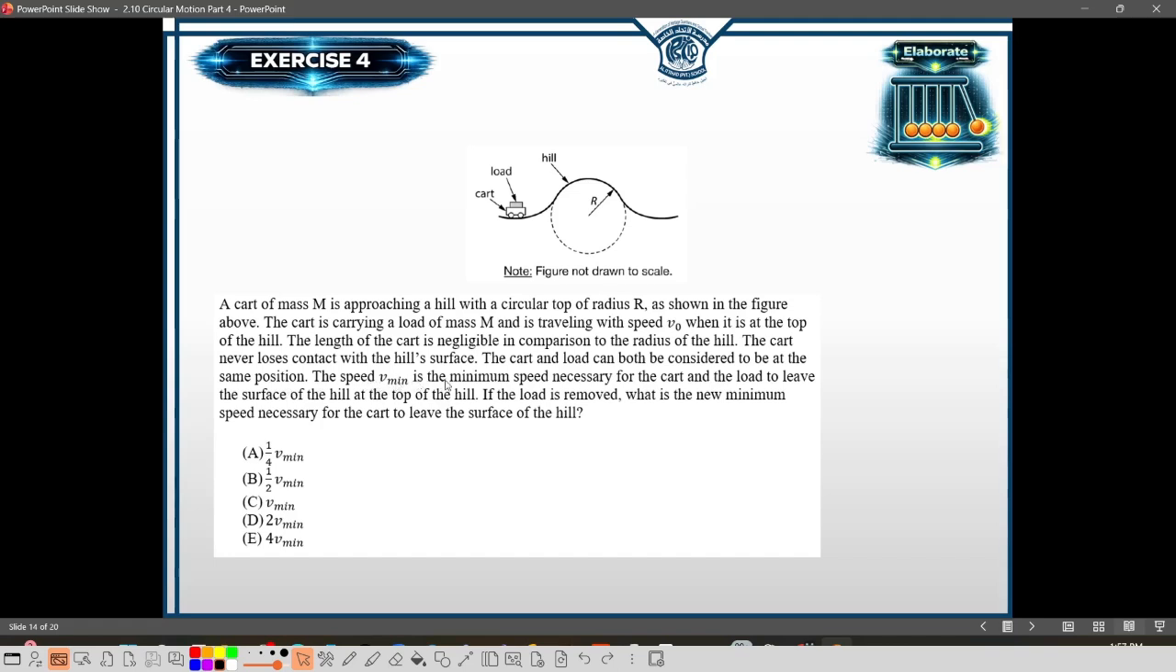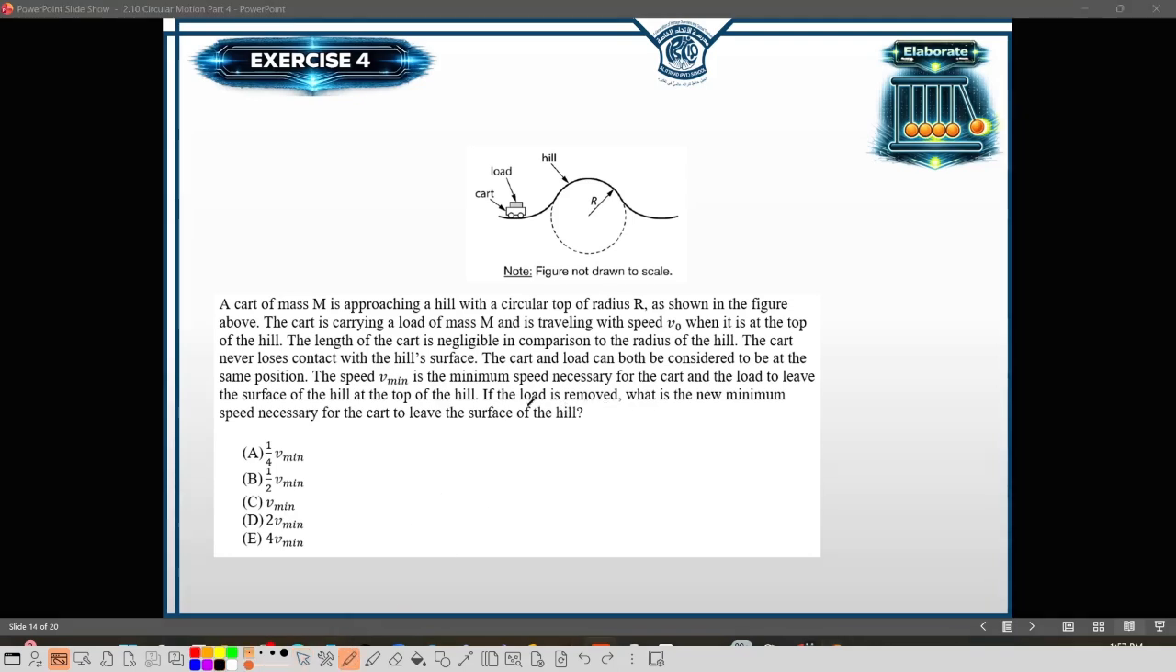The speed v minimum is the minimum speed necessary for the cart and the load to leave the surface of the hill. At the top of the hill, if the load is removed, so what will happen if we remove the load? What is the new minimum speed necessary for the cart to leave the surface of the hill?